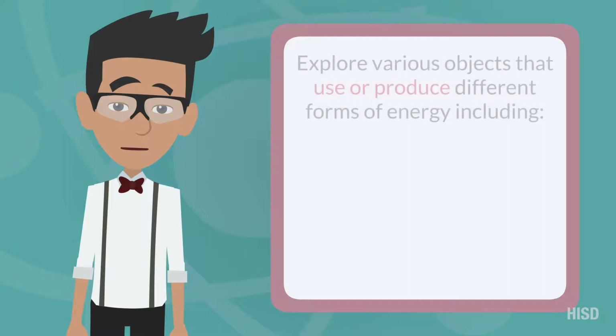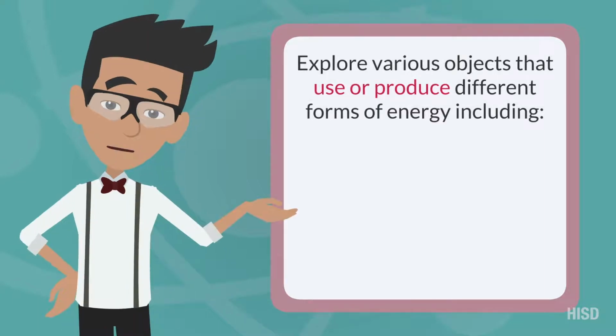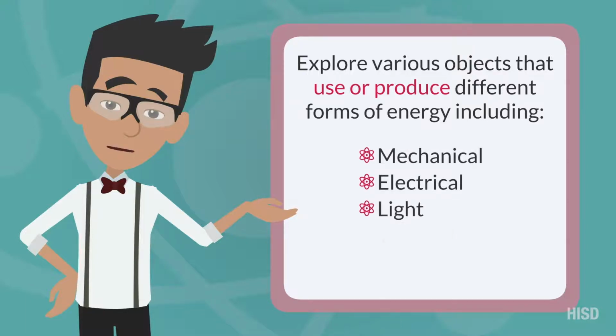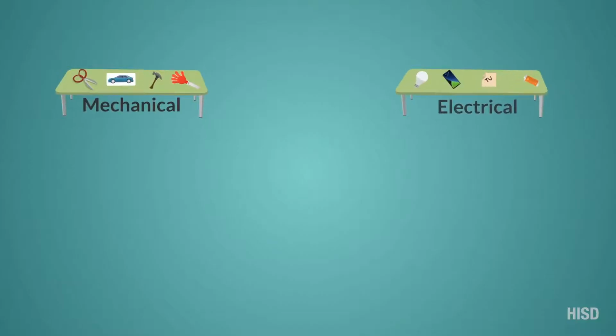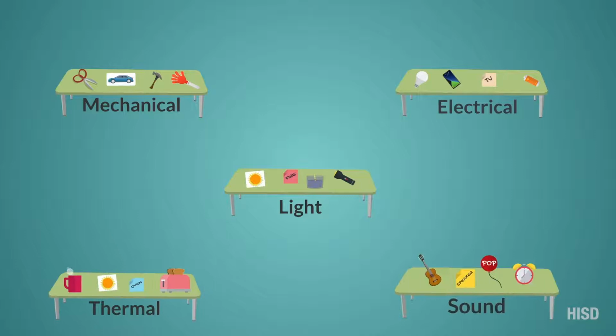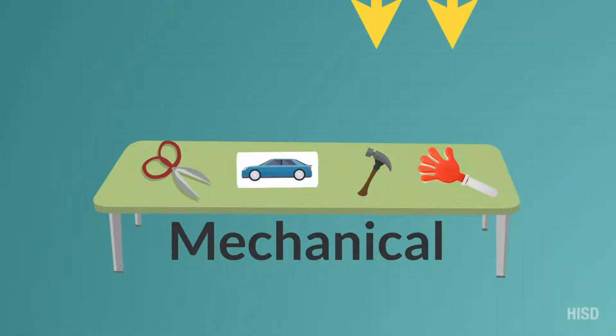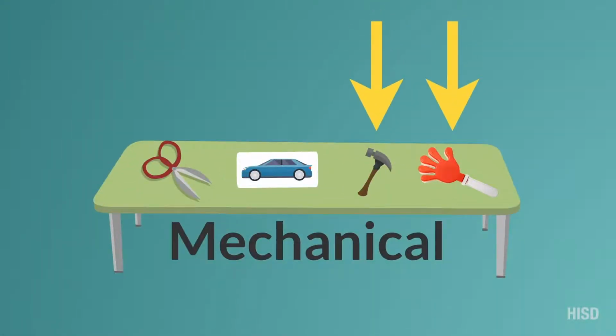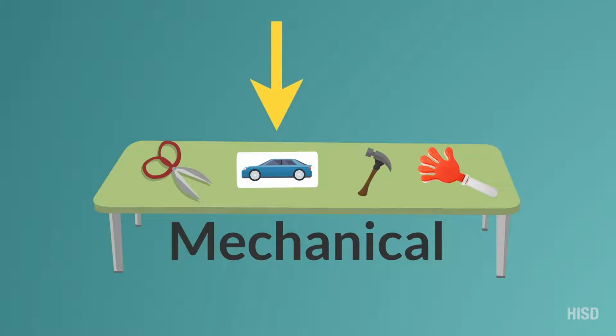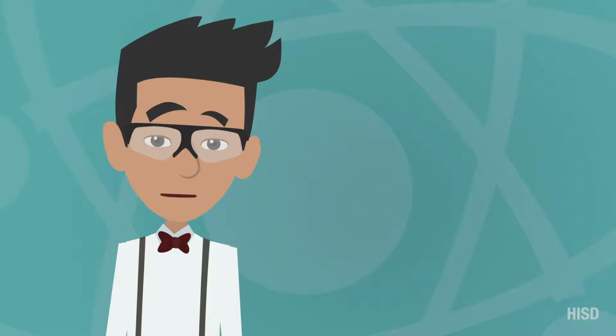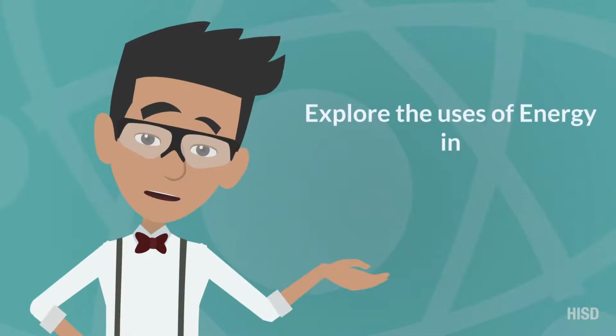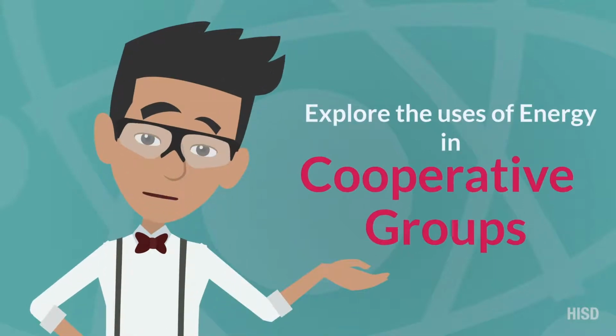In this activity, students will explore various objects that use or produce different forms of energy, including mechanical, electrical, light, thermal, and sound. In advance, prepare stations that display a variety of objects that use or produce energy. You may have to use some of your own devices from home, and you can include picture cards as well to represent objects you might not have on hand. To set up your lesson, you'll let the students explore the uses of energy in cooperative groups.